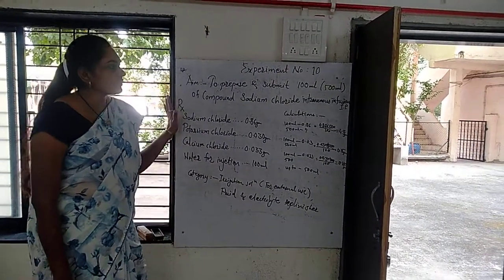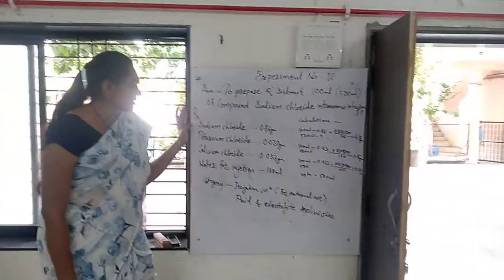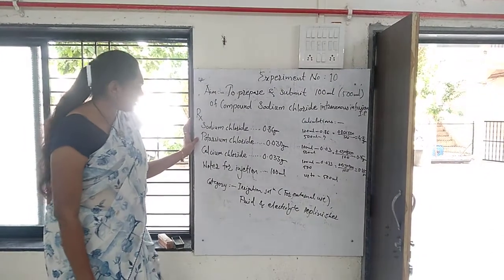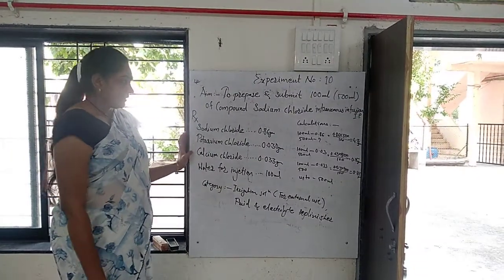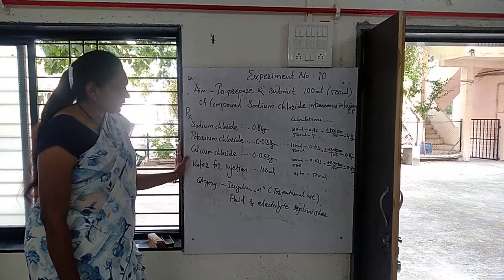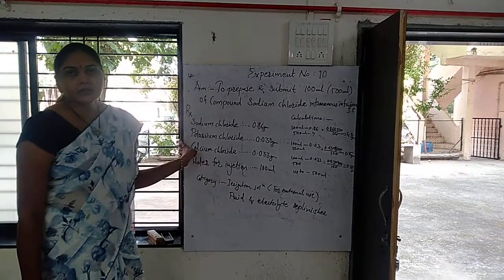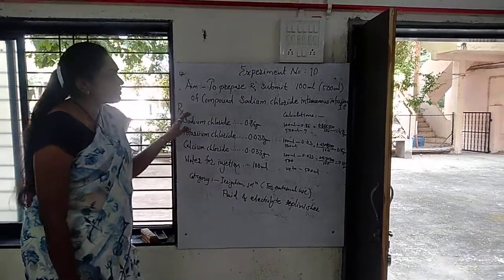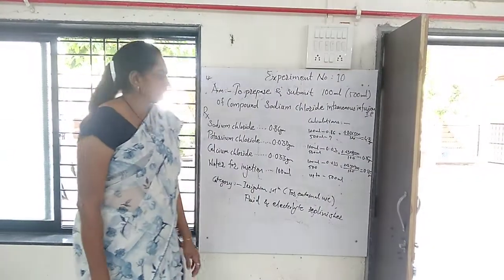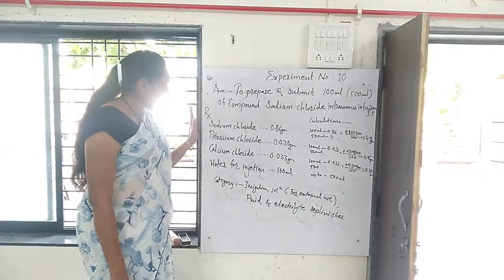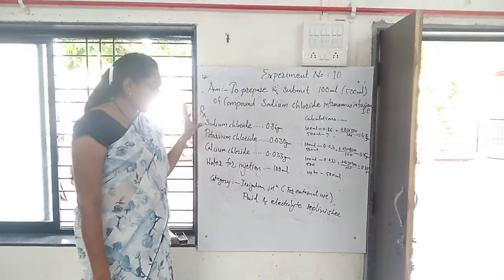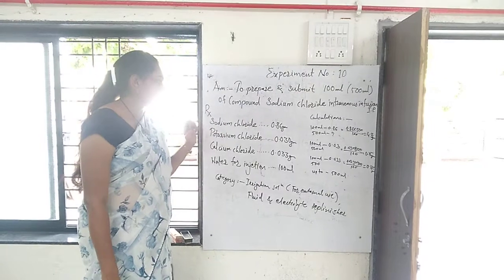The composition of compound sodium chloride injection consists of sodium chloride 0.86 gram, potassium chloride 0.03 gram, calcium chloride 0.033 gram, and water for injection 100 ml. The compound sodium chloride injection is also known as Ringer's solution. It consists of all the electrolytes: sodium, potassium, calcium, chloride.